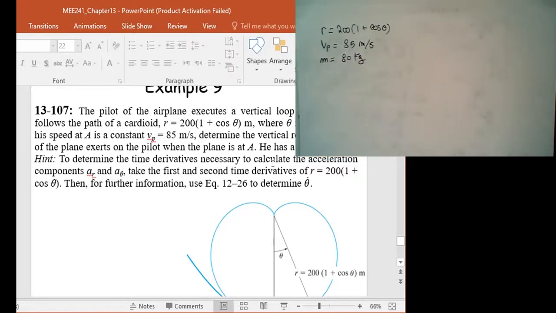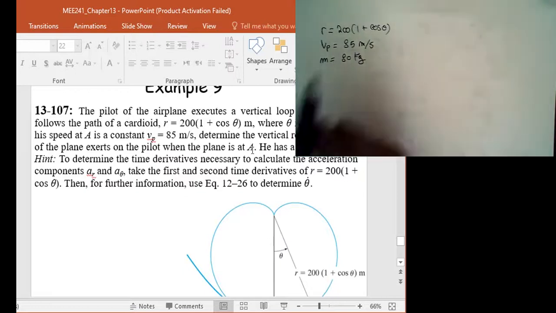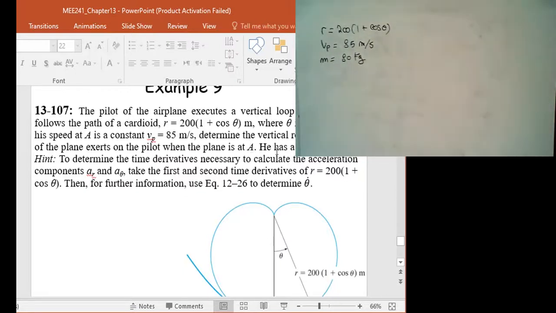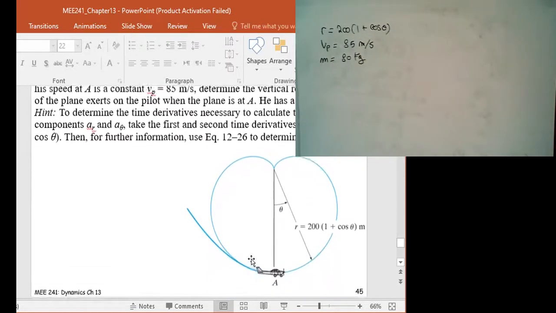All right, so how do we do this? We have this curve, we have his velocity, so we have all the information that we need. We need to find his reaction at A.